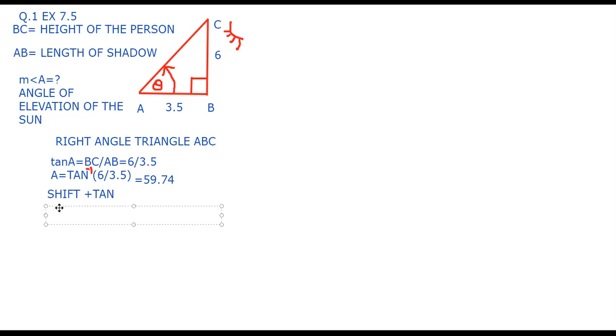At the end of the question, you simply have to write the value of the answer, that the angle of elevation of the sun is 59.74 degrees. This finishes the question.